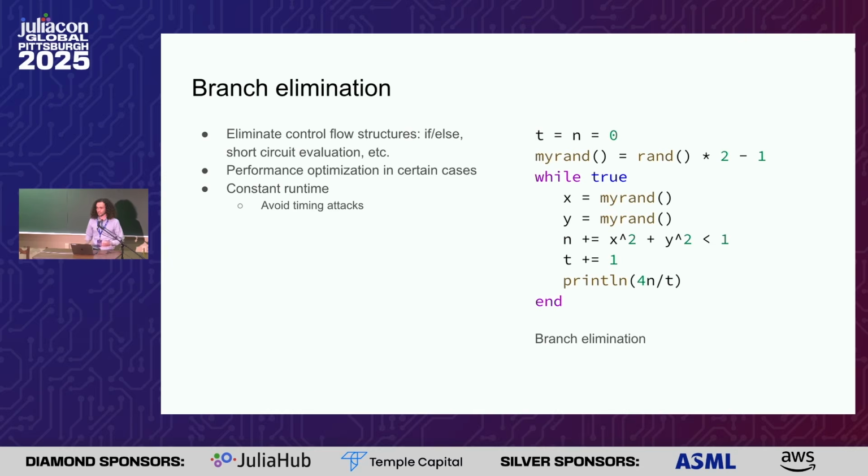Branch elimination, here it's just a golfing thing. It can be useful for performance. Branches can be slow. It can be useful in cryptography, where you want your algorithms to take the same amount of time no matter what the input is, so that no one can try to attack you and figure out what your input is depending on what branches you took and how much time it took. So there are some uses for this. Here we're just using it because it's shorter.